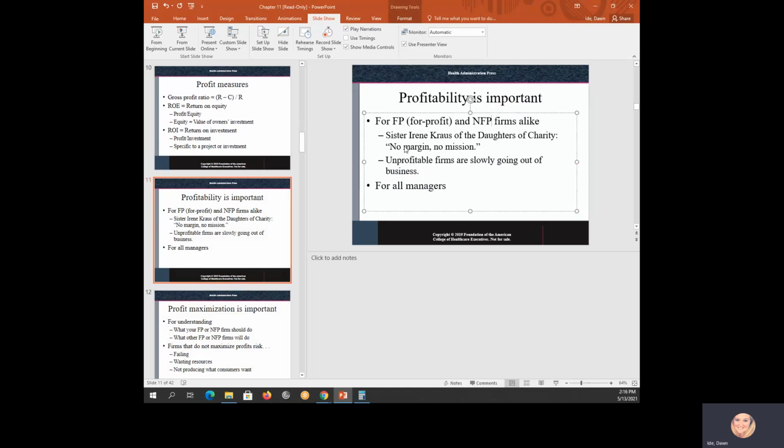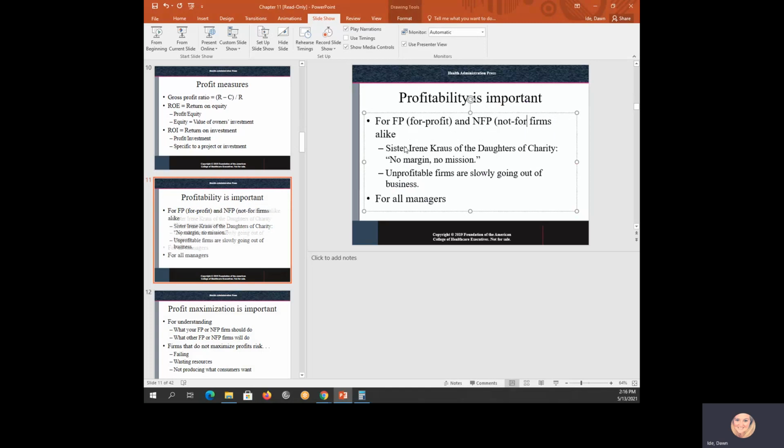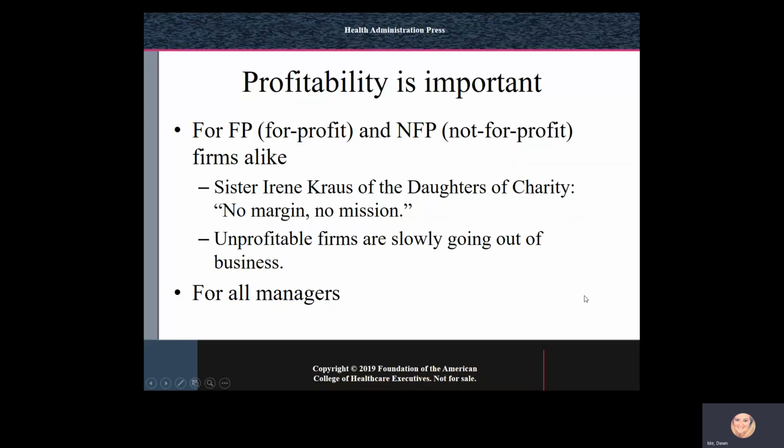I'm sure you guys could figure that out, but not for-profit. Just in case, I like to have it on there. Okay, so profitability again is important. It's just as important for for-profit as it is for not-for-profit.